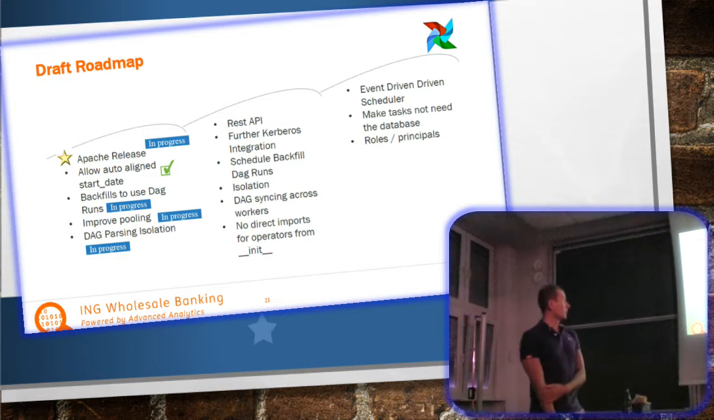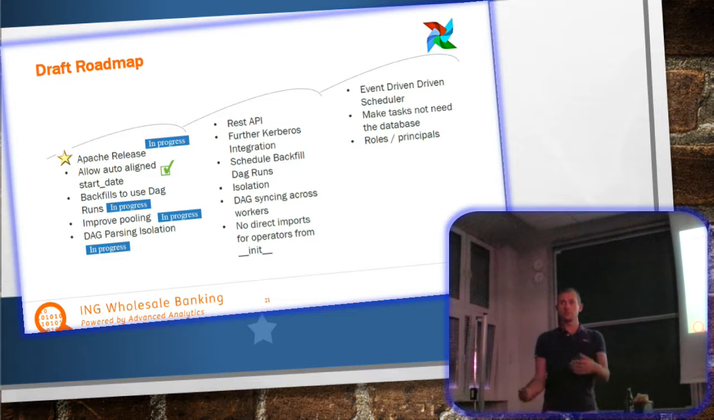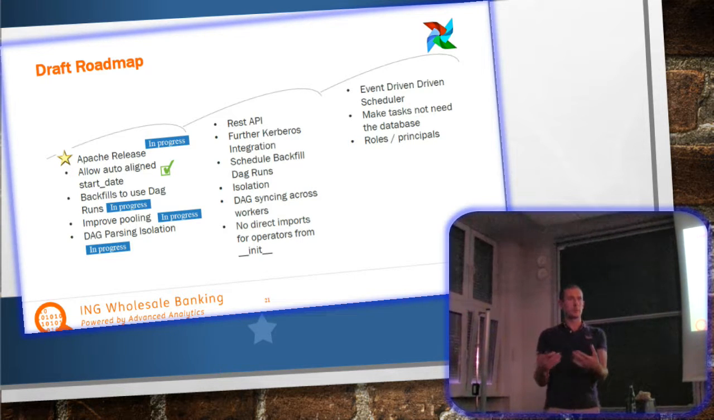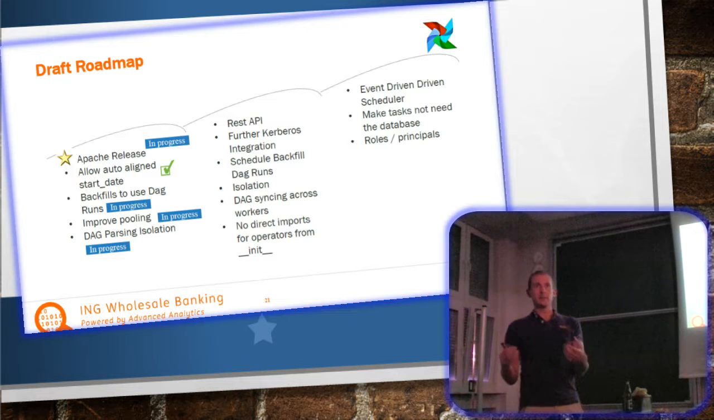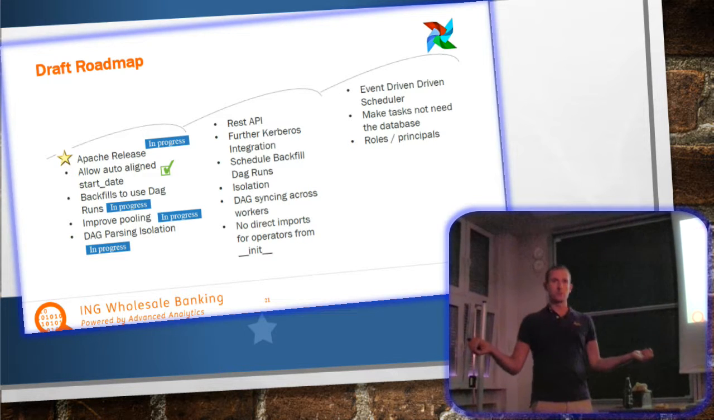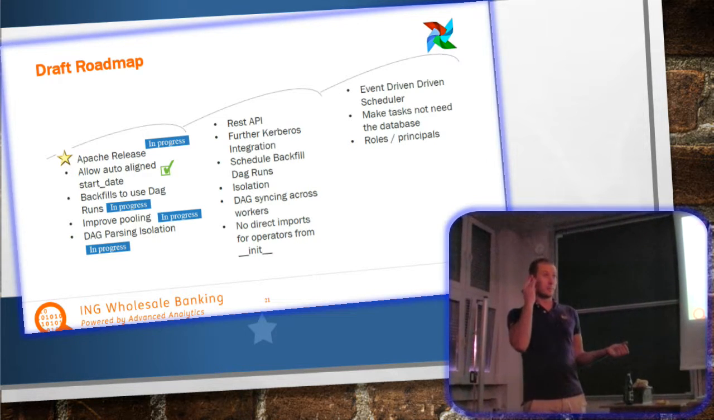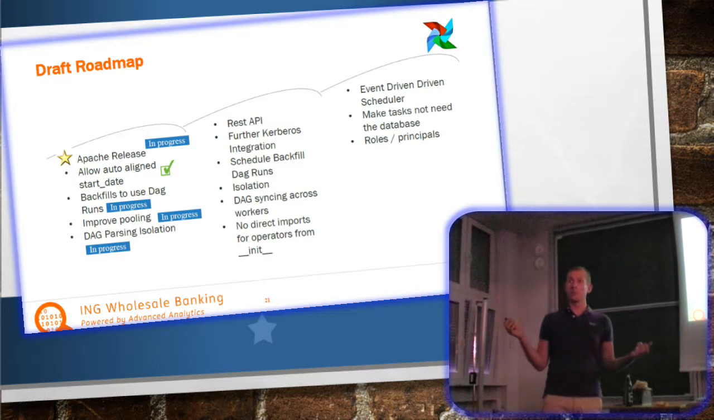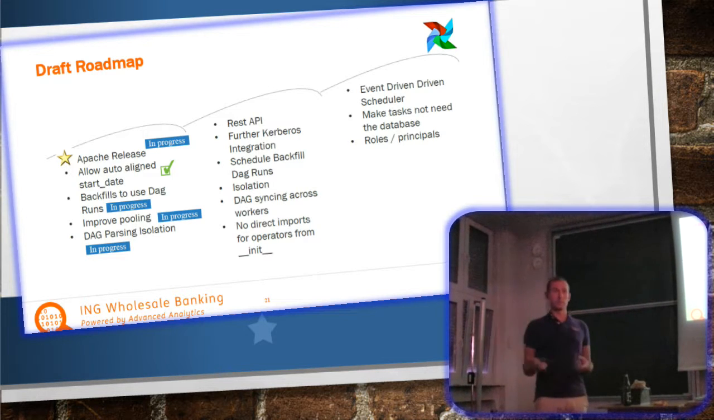Besides, if you can actually schedule backfill DAG runs, that means if you start by calling the API, then it spreads them out across the different workers that you might have, and makes it more parallel, instead of running it locally.